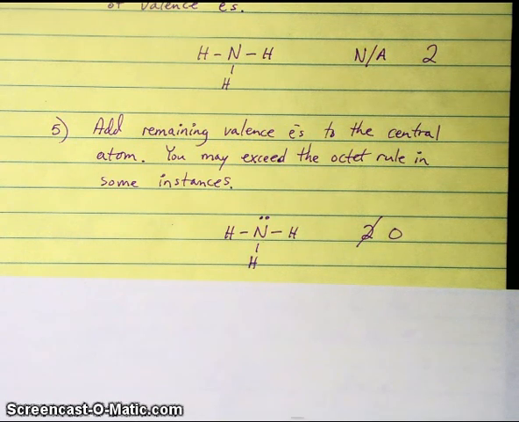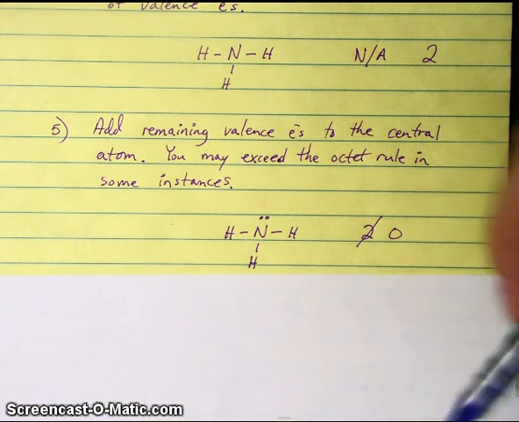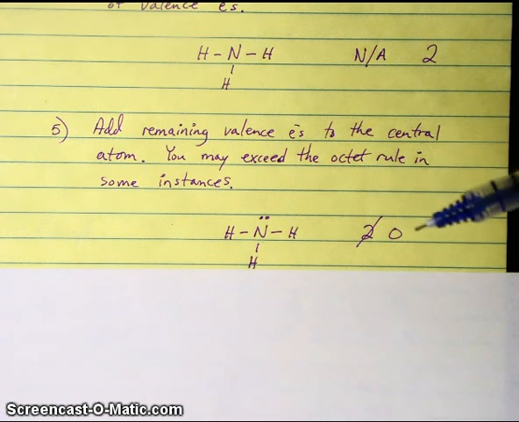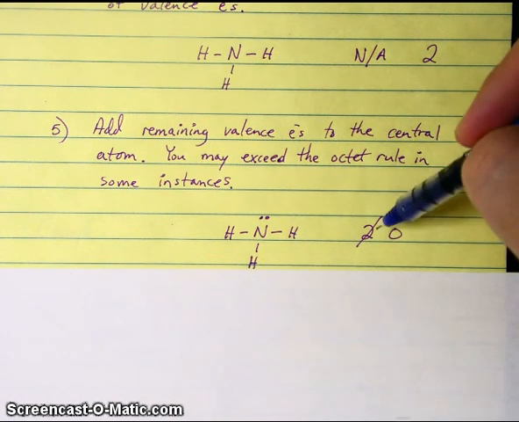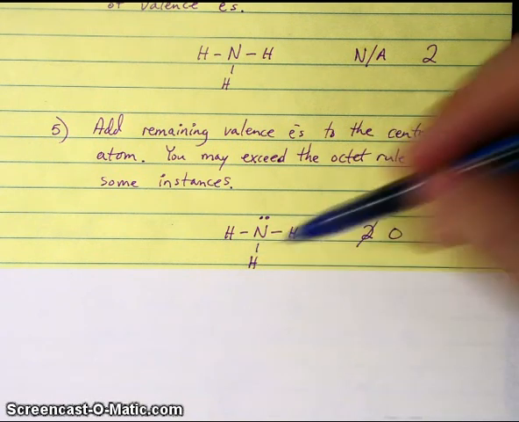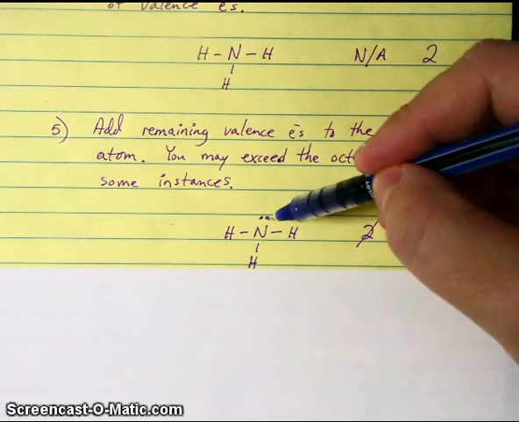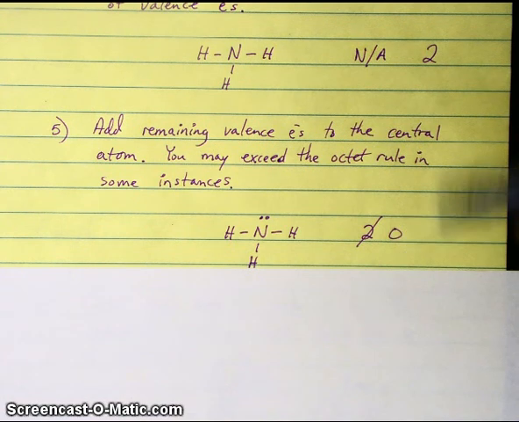So now we add remaining valence electrons to the central atom. And it is okay to go over the octet. You'll learn more in future sections on how or why that's possible. So in this case we had 2 electrons left over to work with. We did not need to add any additional electrons to the hydrogens, so those last 2 electrons are placed as dots on the nitrogen. And now we're out of electrons.